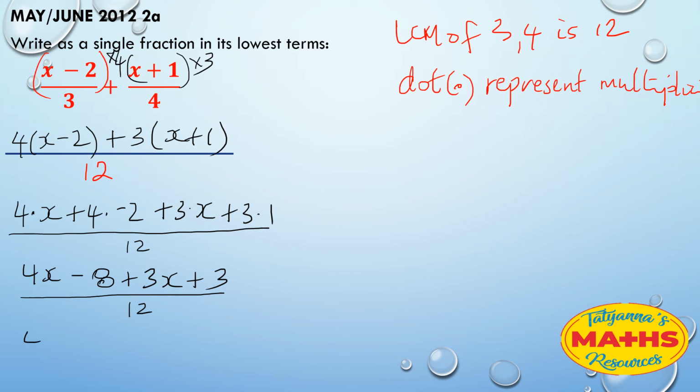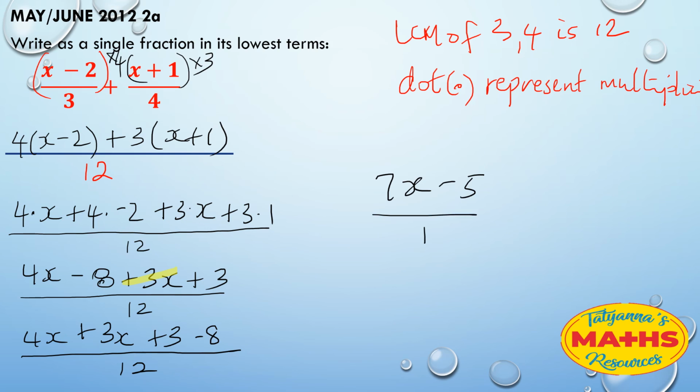Let's group now. So 4x goes with this plus 3x. We're going to write the plus 3 first, minus 8, over 12. And that is going to give us 7x minus 5 over 12. So we recognize that we're working this out and we're working this out. And that is going to give us that, and that is our answer.